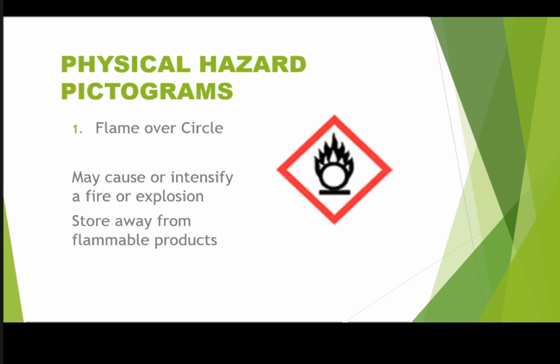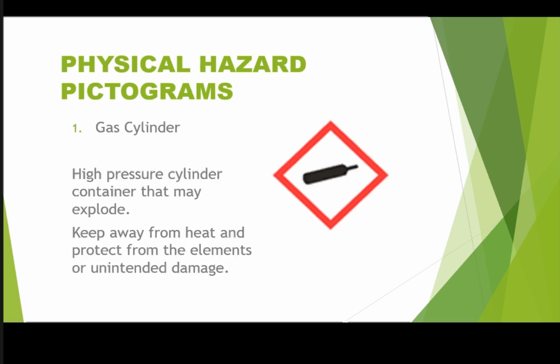Flame over circle. This one means that the hazardous product can cause or intensify a fire or explosion, and you need to store these away from flammable products. Gas cylinder means that something's under pressure and it can explode. You have to keep this away from heat and protect it from elements or unintended damage.